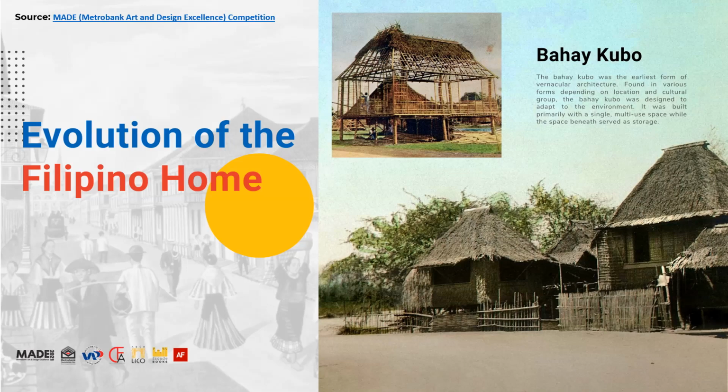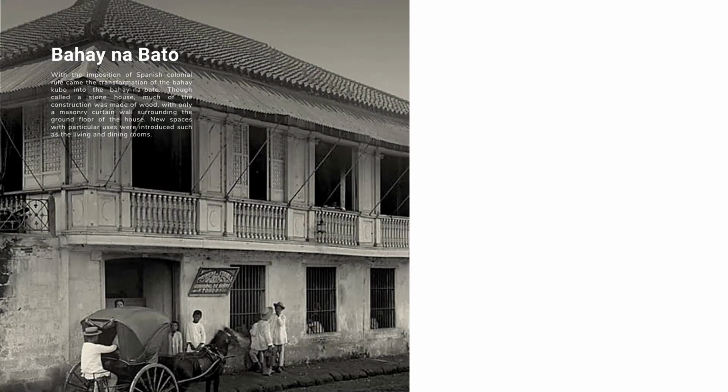So, ito yung mga bahay na naka-stilts or naka-elevate siya from the ground. So, it's made of lightweight materials or abundant materials like nipa, anahaw, bamboo, and other lightweight materials abundant to the Philippine setting. Next is a pre-colonial type of the house, which is the Bahay na Bato. With the imposition of Spanish colonial rule came the transformation of the Bahay Kubo into the Bahay na Bato. Though called a stone house, much of the construction was made of wood, with only a masonry curtain wall surrounding the ground floor of the house. New spaces with particular uses were introduced, such as the living and dining rooms.